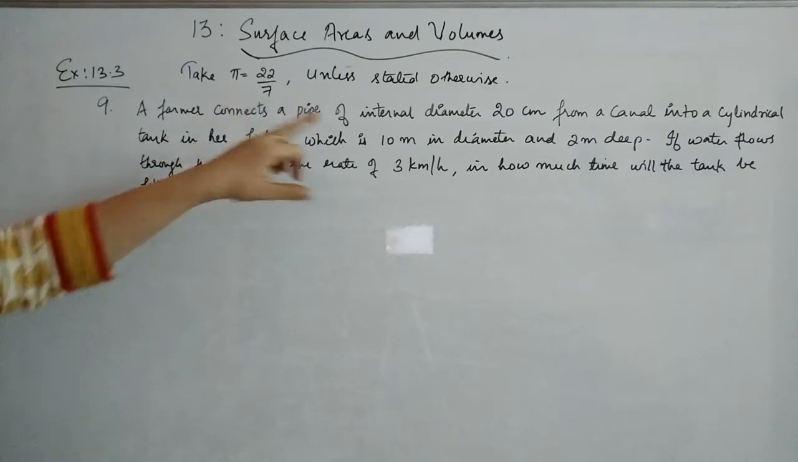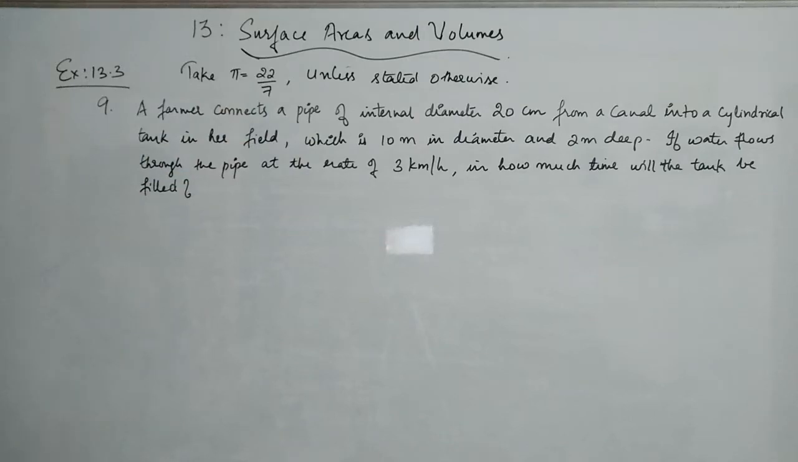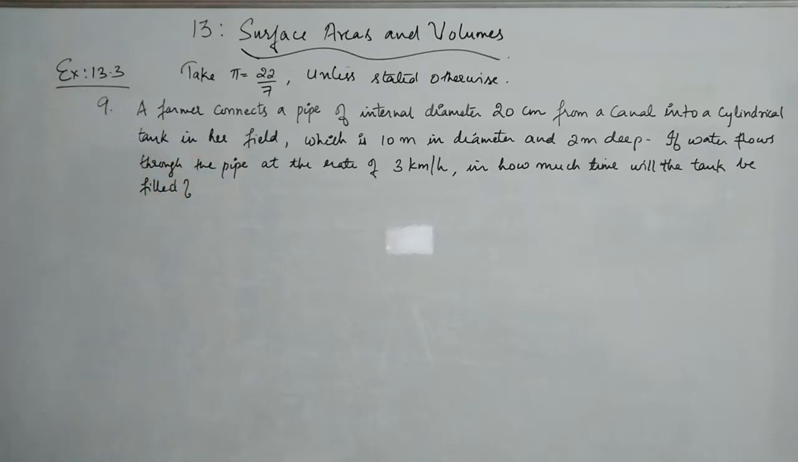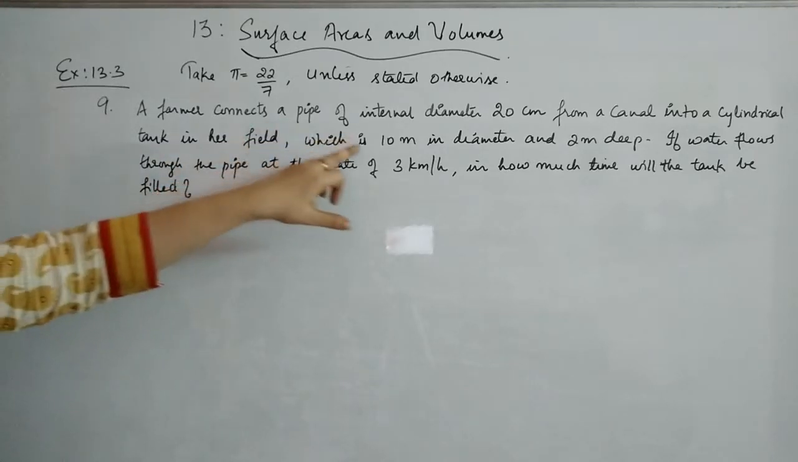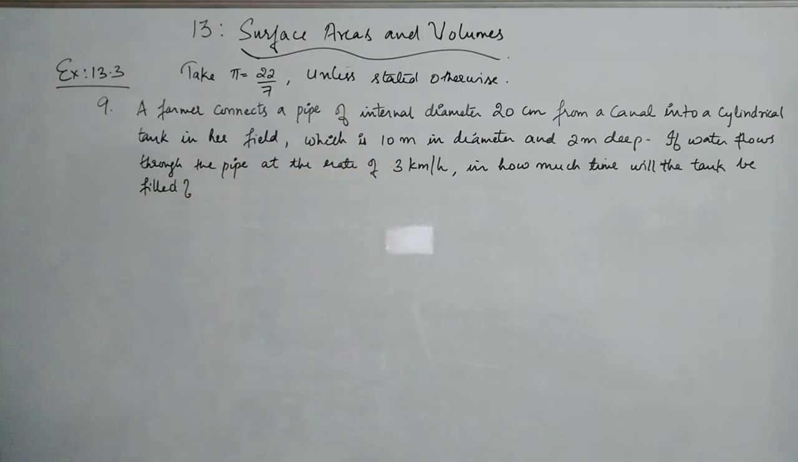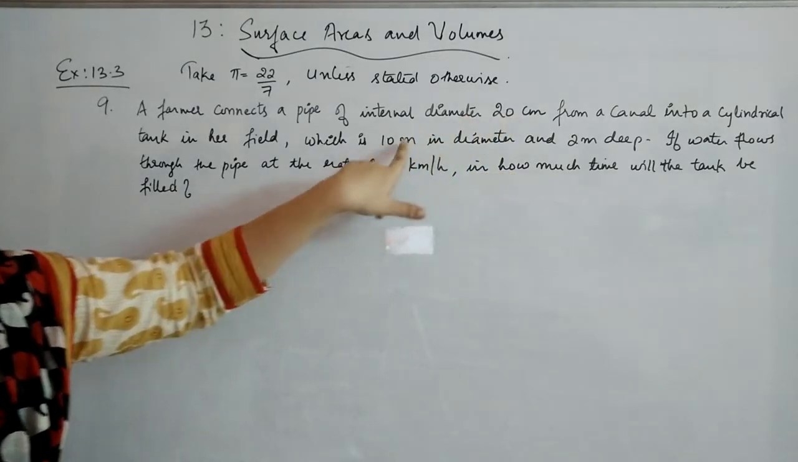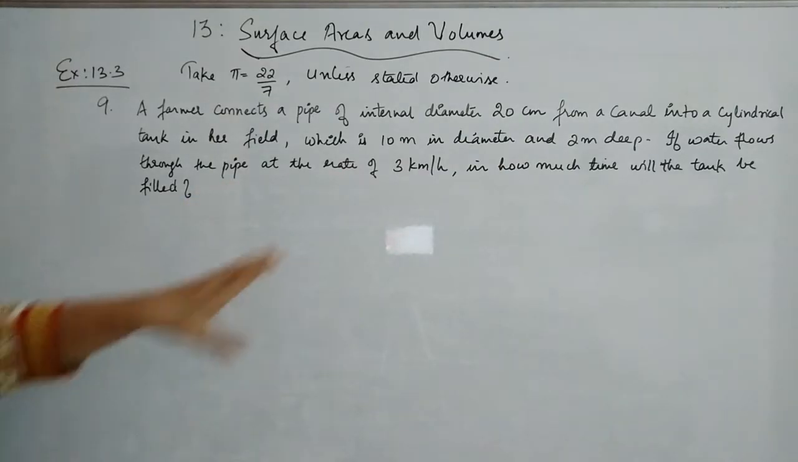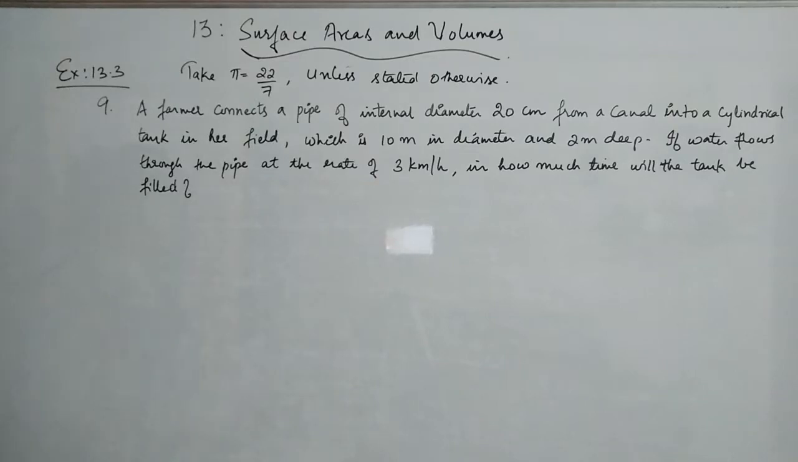Its internal diameter is given, that means you will get the radius. Then again, the cylindrical tank, its diameter is given, that means radius you can find out, and the depth is also given. But you have to take care while converting, because this is in centimeters and here it is in meters. Now again, the speed of water flowing is given as 3 km per hour. So we will first change this kilometer per hour into meter per minute, and that will help you to get the answer time in minutes.